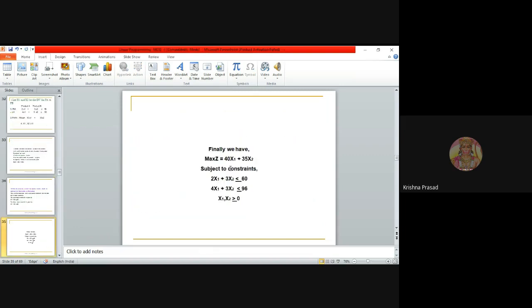You can write it like this. This is the final answer. If you write this one, you can get 10 marks. They can give 7 marks or 10 marks for this particular problem. Understood?